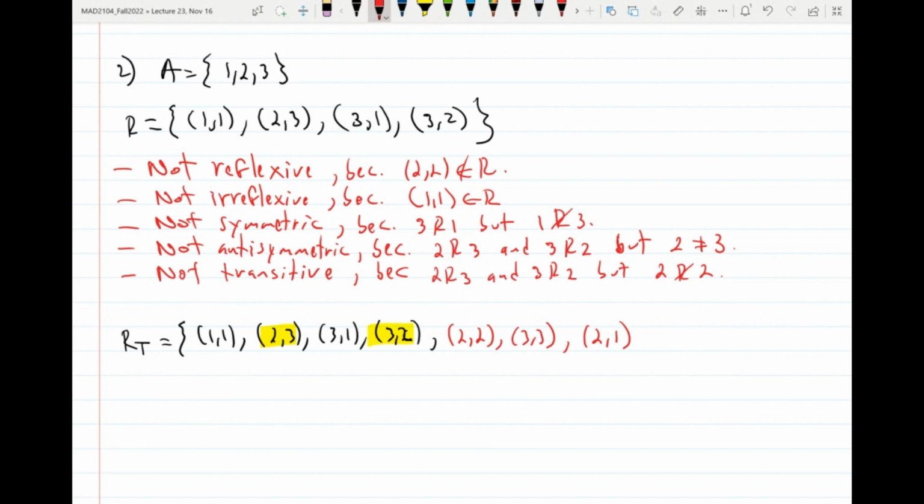Anything else that we should have? So 2, 1. Do we need a 1, 2? Look at these two. No, we cannot look at this. No 1, 2. So 2, 1. It's 3, 2. That's it. We have a 3, 1.